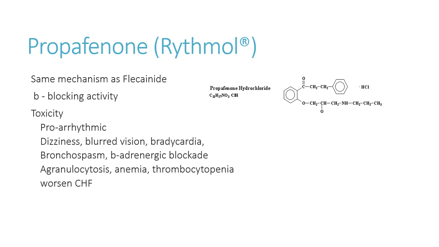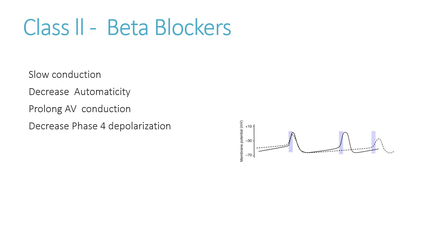Why do you think you can see worsening CHF? You're blocking beta receptors. What does that do to cardiac output? It's going to knock it down, right? So that's not good for CHF patients who are requiring that cardiac output. Good. So those are the 1Cs.